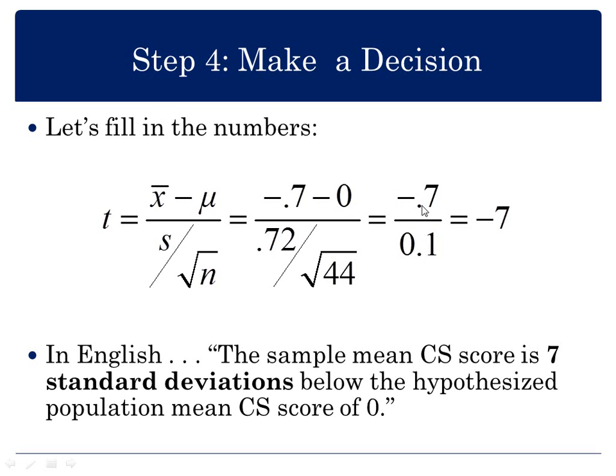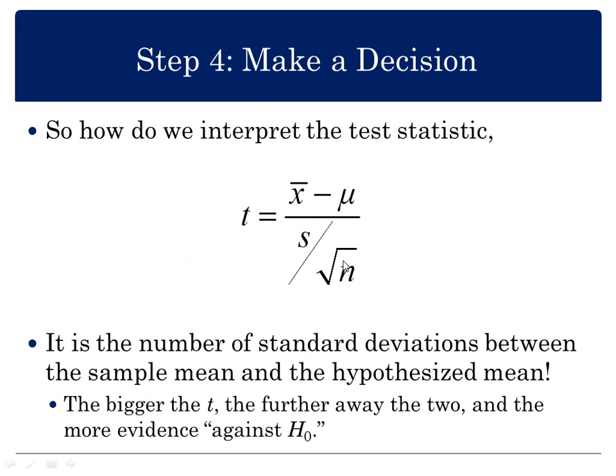I would argue that this thing right here is essentially meaningless until you divide it or standardize it, giving us some way to interpret it unitlessly. So the -7 actually means, in English, that the sample mean score for my sample of size 44 is 7 standard deviations below the hypothesized population mean score of 0. Why is it 7 standard deviations? Because this is the unit I want to measure it in. That's why I'm dividing by standard deviations of the sampling distribution, or standard errors.